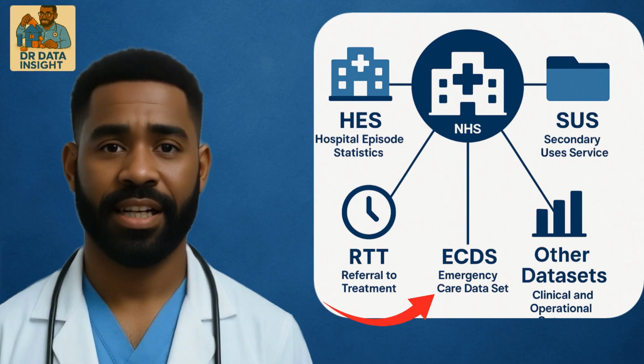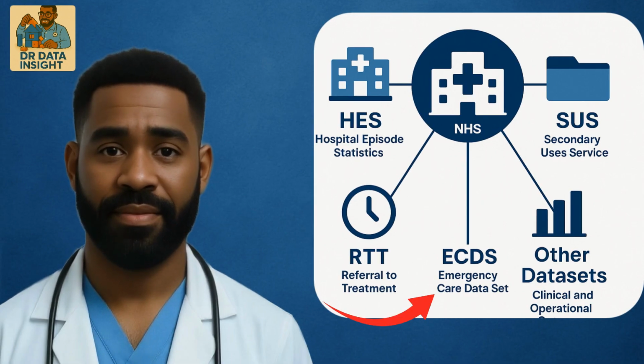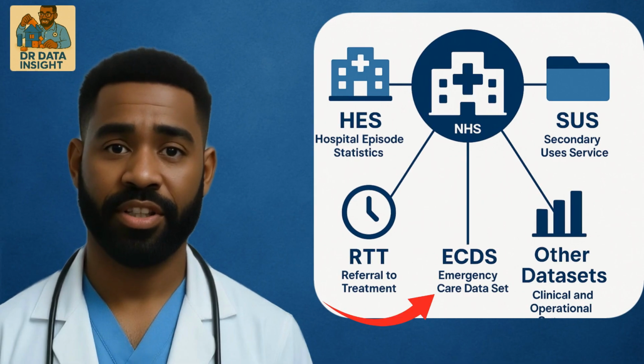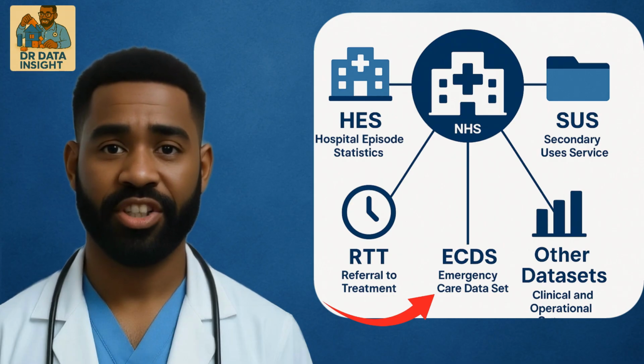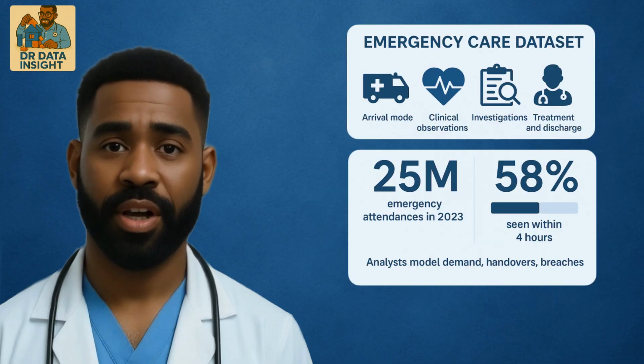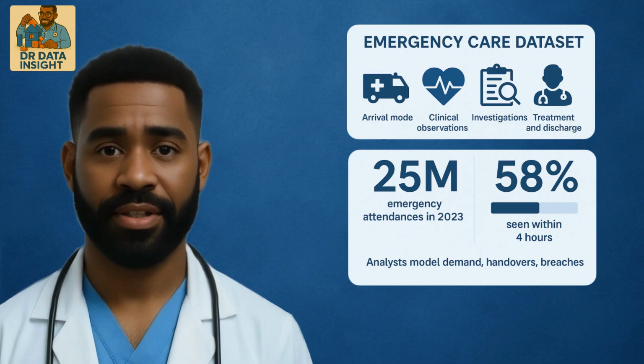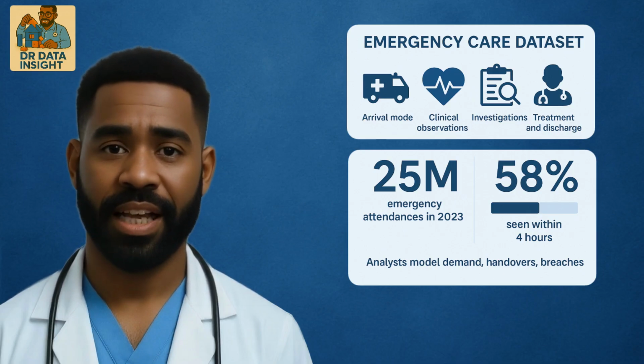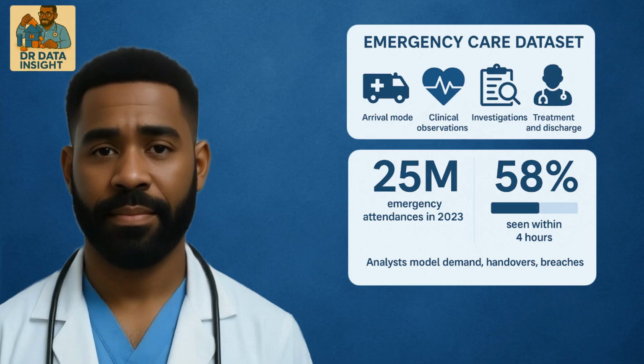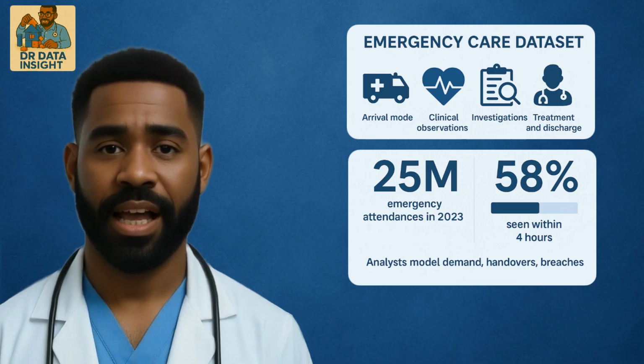In the Emergency Care Dataset, ECDS, you'll find arrival mode, clinical observations, investigations, treatment and discharge status. In 2023, over 25 million emergency attendances were logged. Just 58% of patients were seen within 4 hours, against the 95% target. Analysts use ECDS to model demand spikes, ambulance handovers, and breach causes.